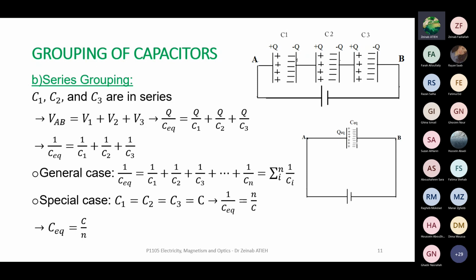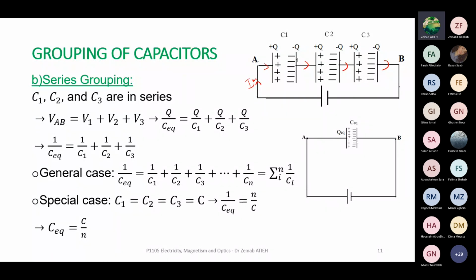Now let's talk about series grouping. In series grouping, you can see three capacitors. They are connected in series. The same current passes through them. So this is I main, the same I that passes through the first one, passes through the second one, passes through the third one. So I, which is the current, is the one that carries the charge.